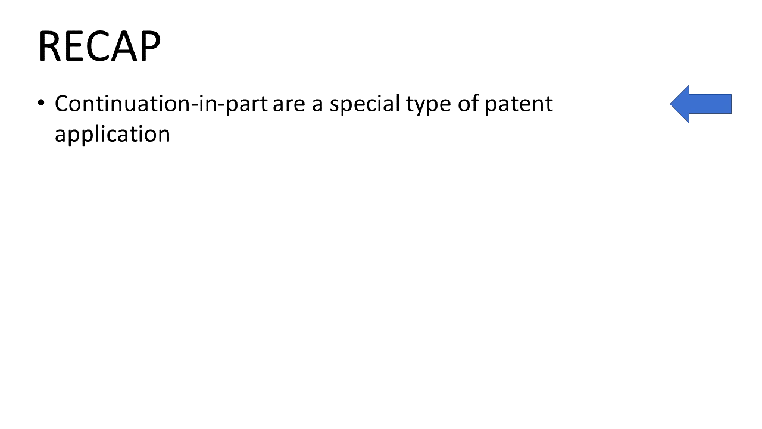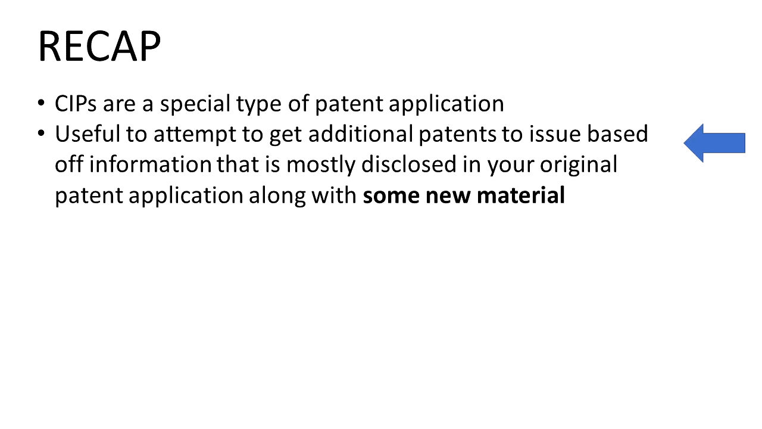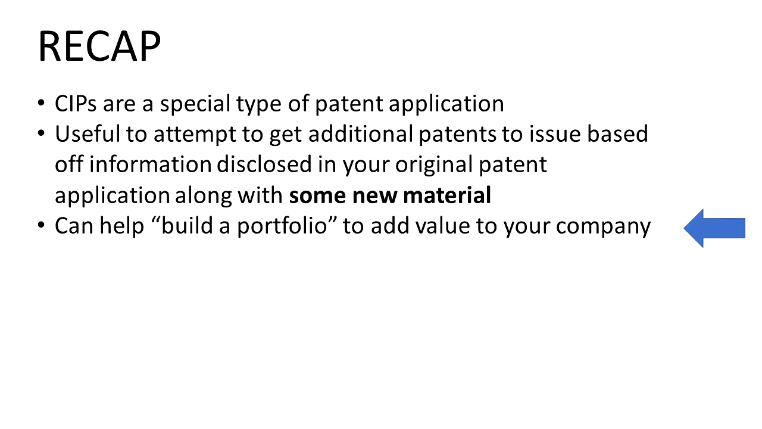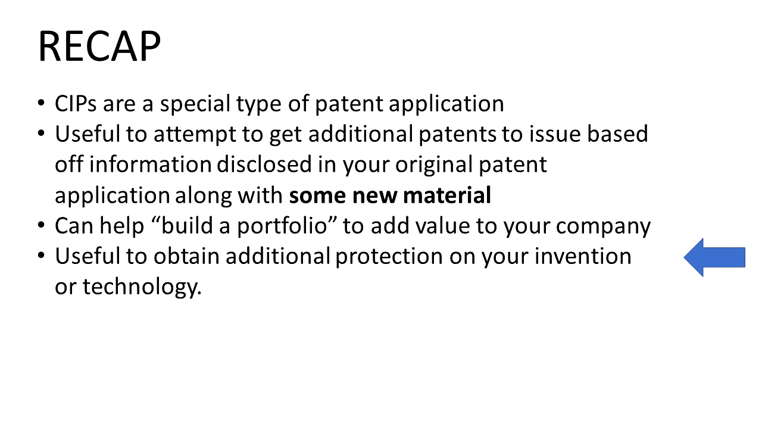A continuation in part is a special type of application used for when you are going to get a patent on something you previously filed, but with some modifications or improvements. Again, it's useful to get additional patents to issue based off information that's mostly disclosed in your original patent application, along with some new material. It can help you build a portfolio. Portfolios help add value to your company. If you're trying to build a company, having a patent portfolio can help make it more attractive to investors or prospective buyers of your company. And as always, having more patents is useful for obtaining additional protection on your invention or technology.